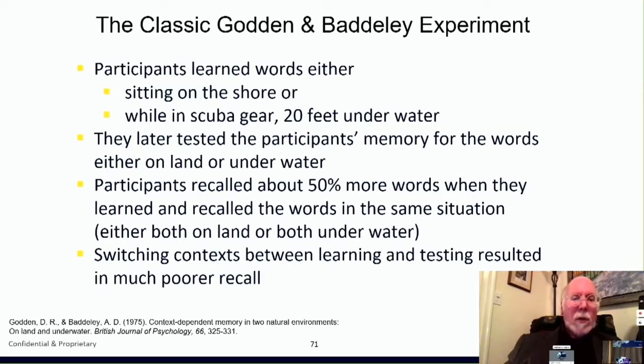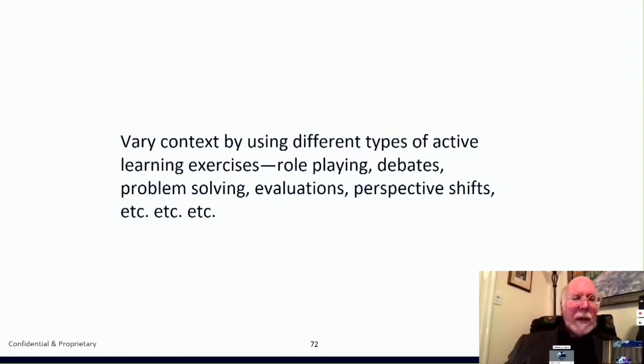Next slide. A way to do that with active learning is to revisit the same learning objective, maybe in combination with a new one, which is very common in STEM where it's cumulative, and you vary context by using different types of active learning exercises. You might have them do a role play for BATNA, like I did at the very beginning, and then use this deliberate practice technique where you produce something, which I showed you secondly. Very different retrieval cues, or debates, problem solving, evaluations, perspective shifts.